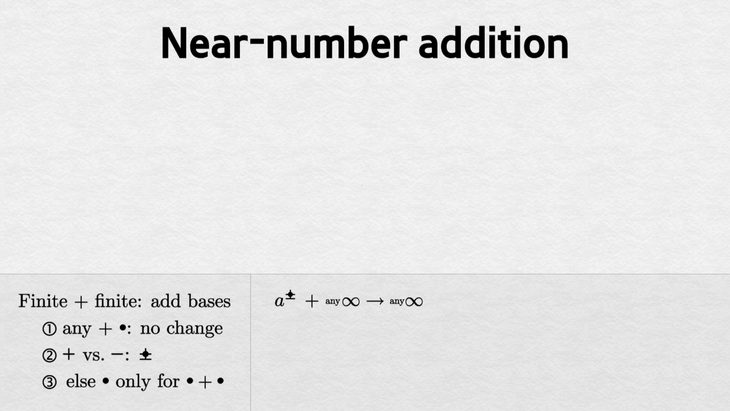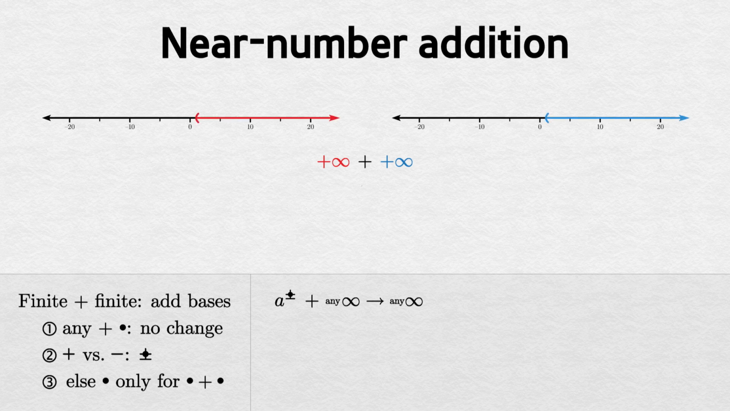Finally, we get to the big ones. What happens when we add a basic infinite near number to another basic infinite near number? Adding positive infinity to positive infinity is no problem. Here are the slices of positive infinity. Adding all of the numbers in the first to all of the numbers in the second just ends up doubling the starting point. And when we squeeze, we see a result that very definitely fits into positive infinity.